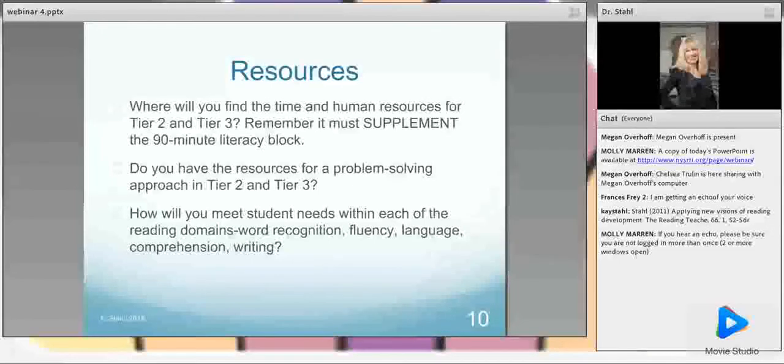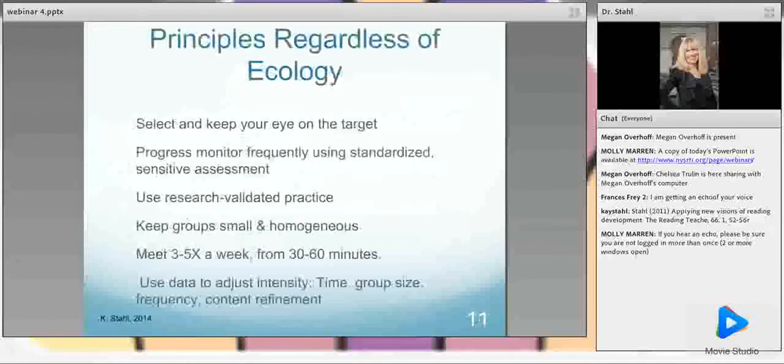And then the next question we need to ask, or your school team would need to ask, is how will you meet student needs within each of these reading domains? Word recognition, fluency, language comprehension, and writing. What are the kinds of interventions that you are providing that will address those literacy needs?